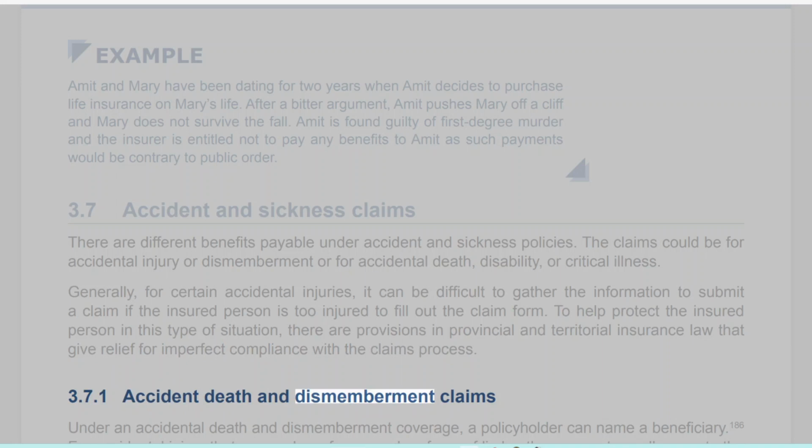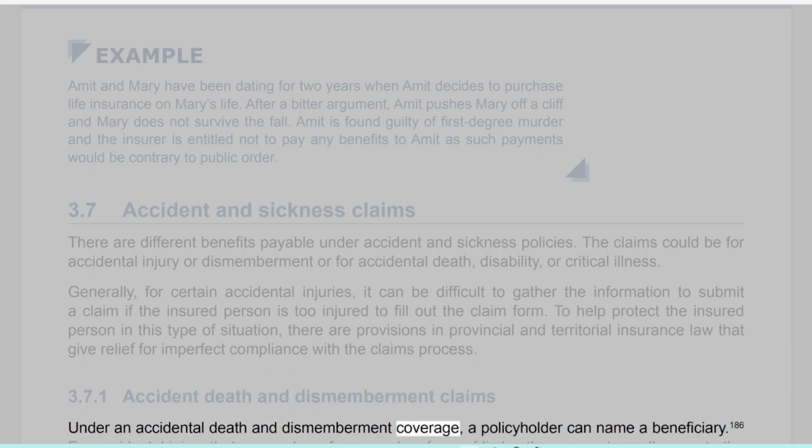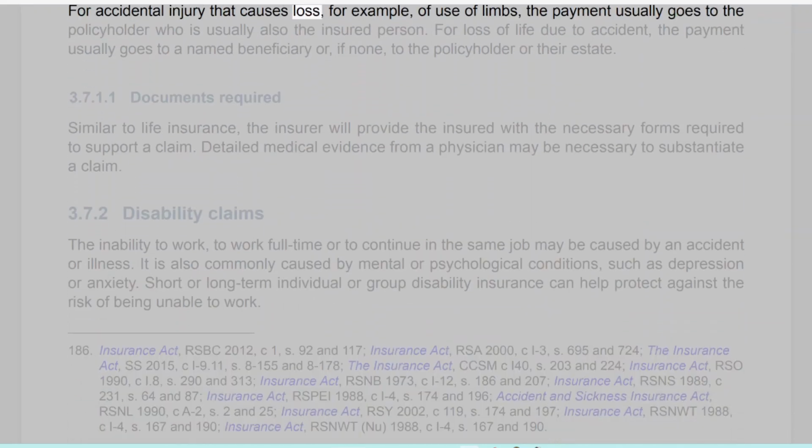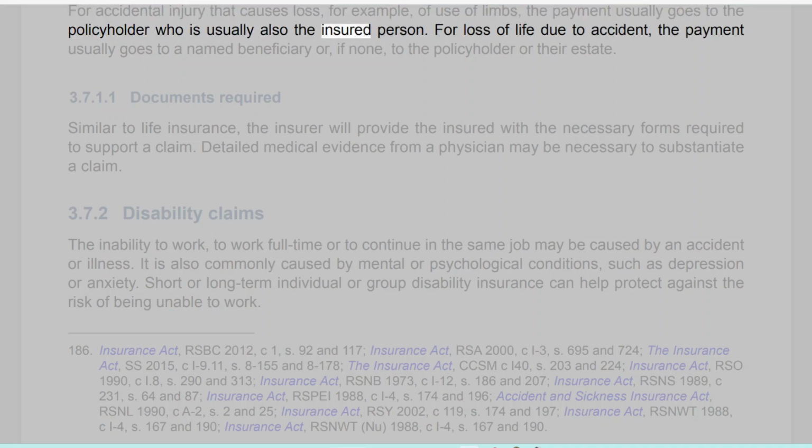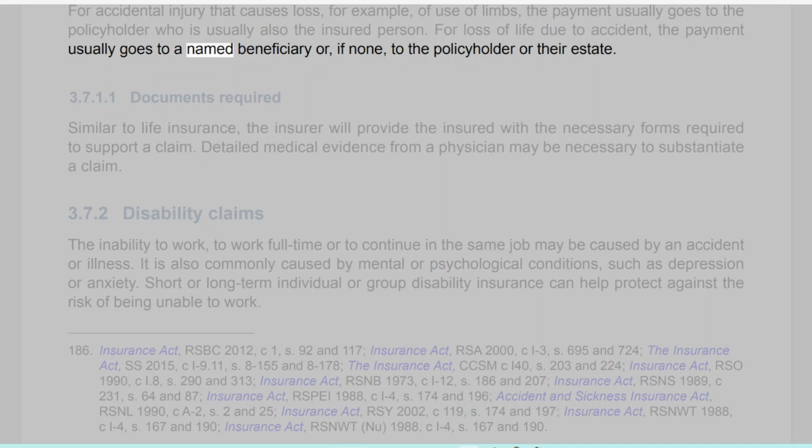3.7.1 Accident, Death and Dismemberment Claims. Under an accidental death and dismemberment coverage, a policyholder can name a beneficiary. 186. For accidental injury that causes loss, for example, of use of limbs, the payment usually goes to the policyholder who is usually also the insured person. For loss of life due to accident, the payment usually goes to a named beneficiary or, if none, to the policyholder or their estate.